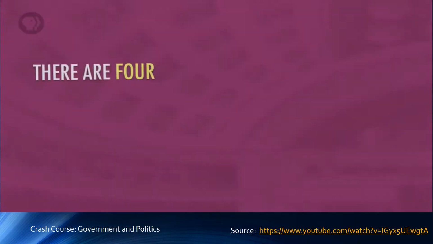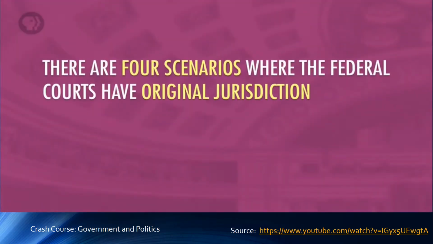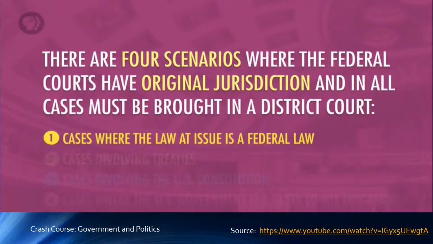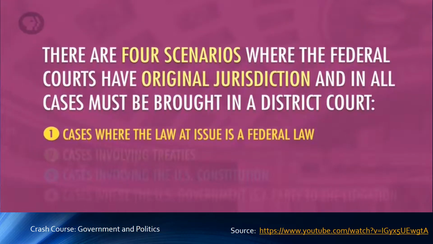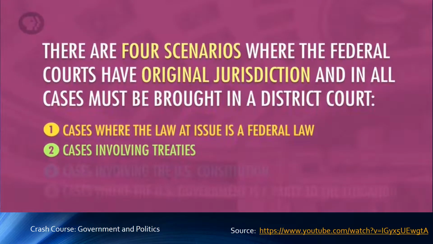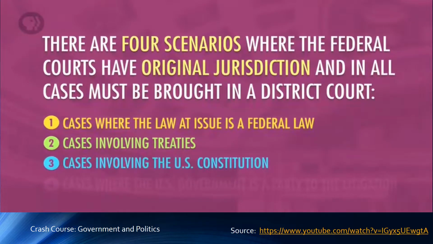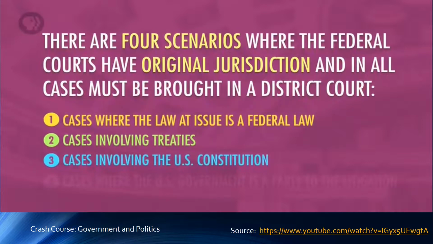Federal appeals are usually heard by panels of 3 judges, while trials in the district court are before a single judge. There are 4 scenarios where the federal courts have original jurisdiction, and in all cases, they must be brought in a district court. They are cases where the law at issue is a federal law, like a claim against Obamacare. Cases involving treaties, which are by definition federal laws. These are pretty rare and really interesting. Cases involving the U.S. Constitution, for example, a case concerning freedom of religion.